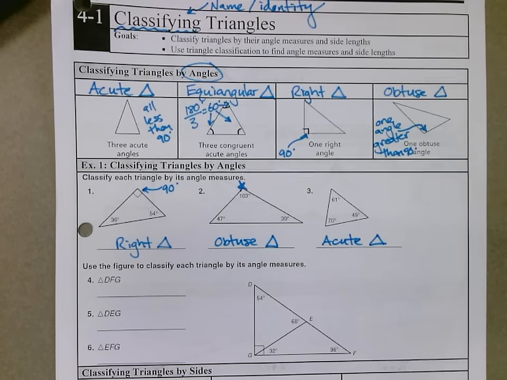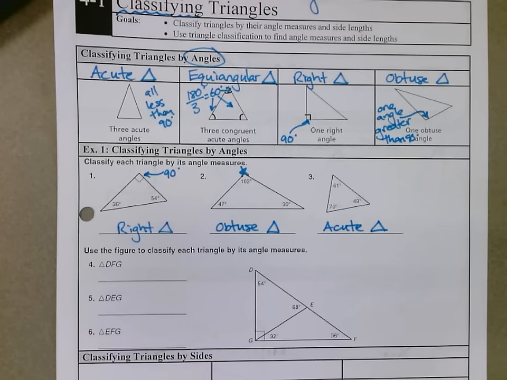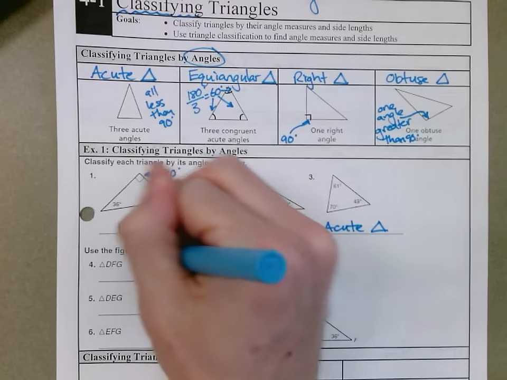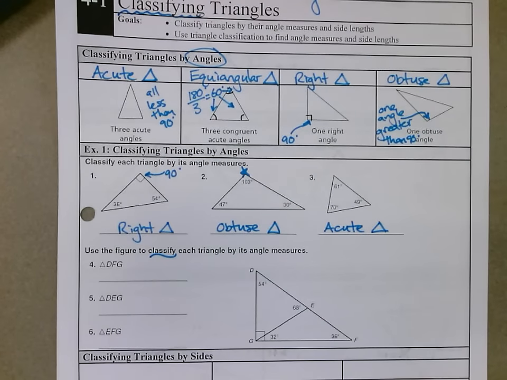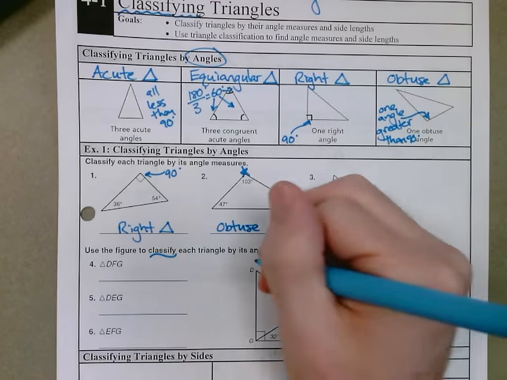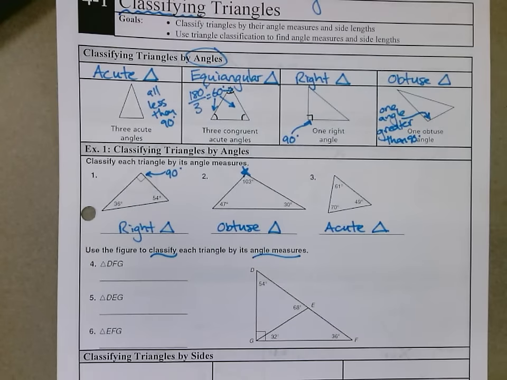Next set of examples. It says to use the figure to classify, keywords in the directions, classify each triangle by its angle measures. Okay, let's see here. Why don't you go ahead and pause and see if you can get the next 3 on your own, and then check back in once you have your answers to see how you did.